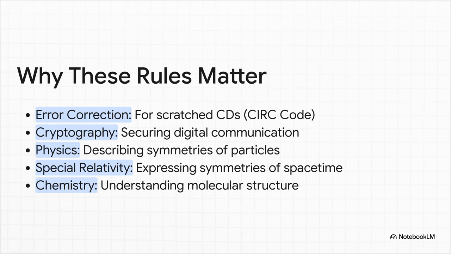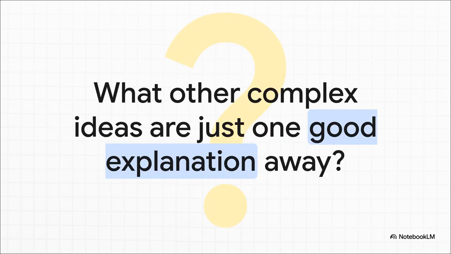And it goes even deeper. Physicists use this to describe the fundamental symmetries of our universe, all the way from tiny subatomic particles up to Einstein's special relativity. Chemists use it to understand the actual structure of molecules. It's kind of the secret code of reality itself. So the next time you run into a wall of symbols, maybe don't be so intimidated. Remember that behind all that complexity, there might just be a few simple, beautiful rules waiting for you to find them. Which makes you wonder, right? What other huge, complex ideas out there are just one good explanation away from making perfect sense?